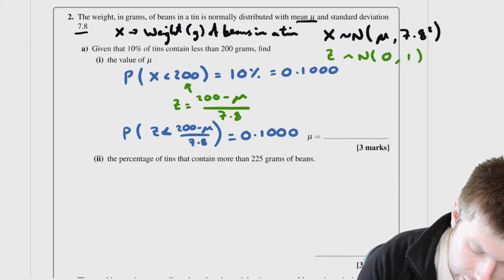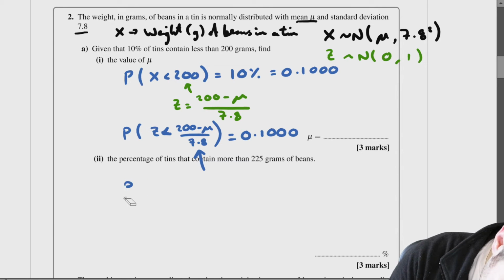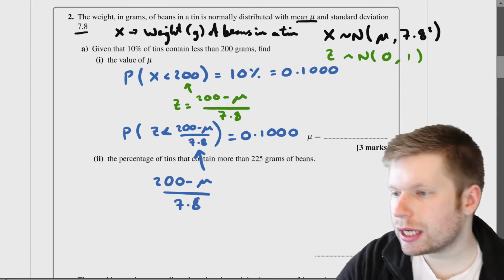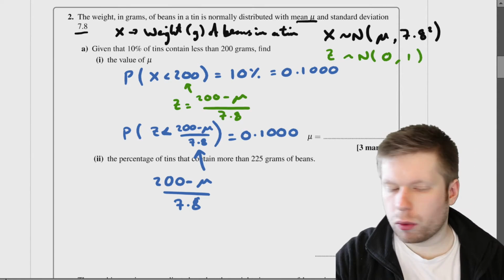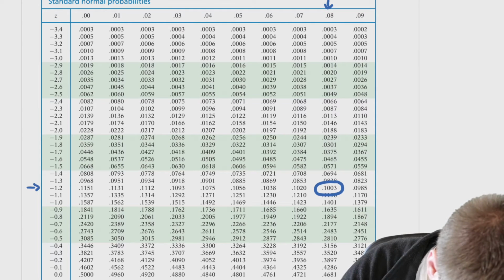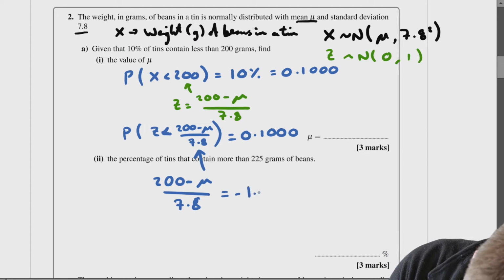So in other words, I know that this thing in here should be basically the same, okay? So my 200 minus mu over 7.8 should essentially be my, what was it, 1.28? Let me have another look. I've lost it again. Yeah, negative 1.28, okay? So that thing there should be negative 1.28.